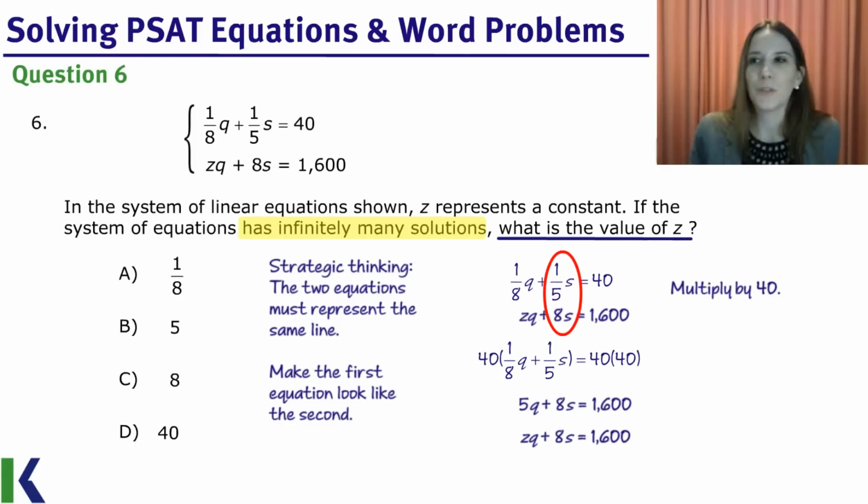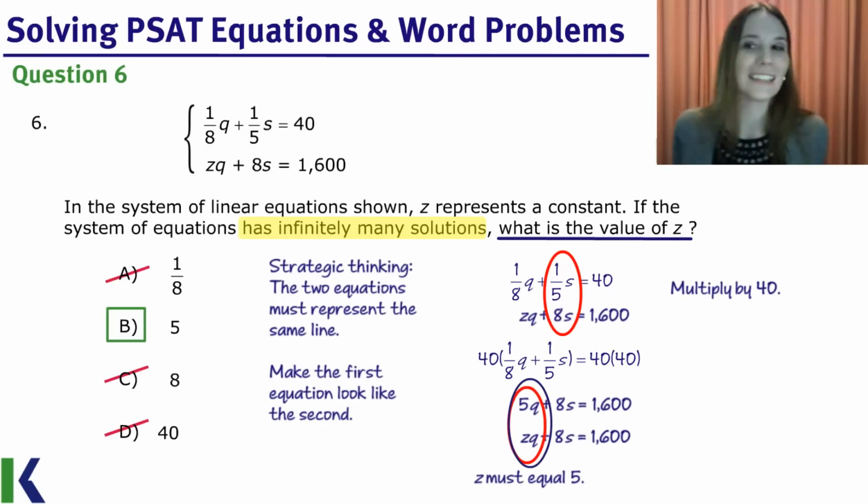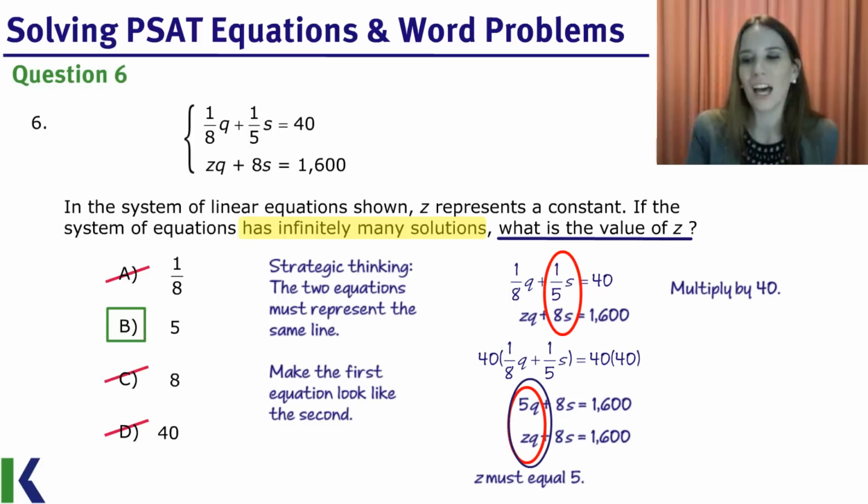So my question was, what is the value of z? Well, let's take a look. If I want this to be the exact same line, then I need this to equal 5. So z has got to equal 5. Now, I see that we are leaning heavily towards answer choice B. A lot of you got this, but A is a big old trap.